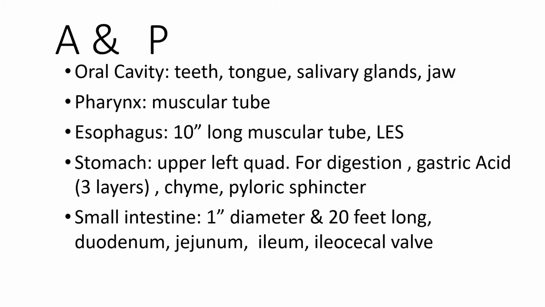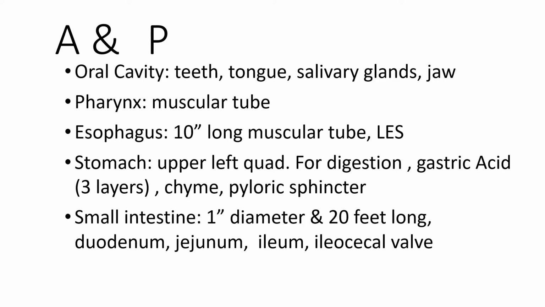And here we go again with the anatomy and physiology. The oral cavity being the teeth, tongue, salivary glands, and jaw. The pharynx is that muscular tube behind the throat. The esophagus is a 10-inch long muscular tube with the bottom end of it being the lower esophageal sphincter. The stomach is in the upper left quadrant of the abdomen, and it's used for digestion. It contains a sufficient amount of gastric acid, and don't forget there are 3 layers of the gut. It consists of the outer longitudinal, the middle circular, and the inner oblique. There's also chyme in there, and the pyloric sphincter is at the end of the stomach.